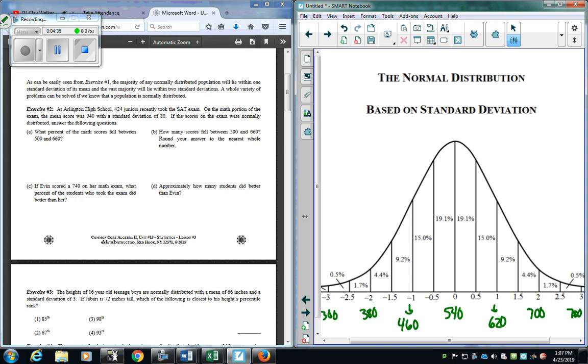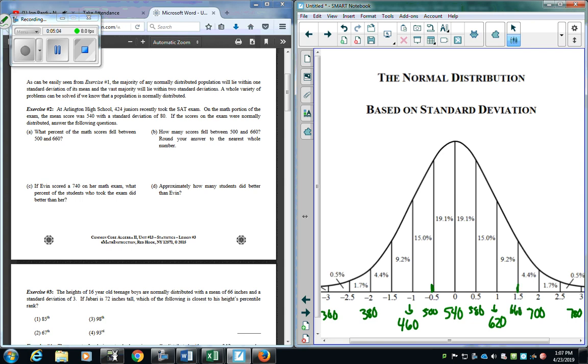Now, in the middles, for the 0.5s, those are going to be because you go up by 80 for 1, this would be going up by 40. So, like, this would be 580 and 500, and then you can fill in the rest as we go. And we'll do that if we need to. So it says, what percent of the math scores fell between 500 and 660? Well, here's 500. And 660 would be 1.5.